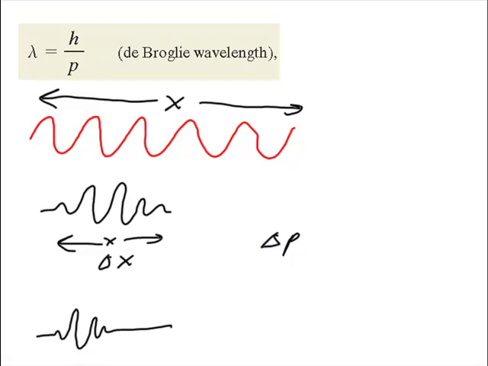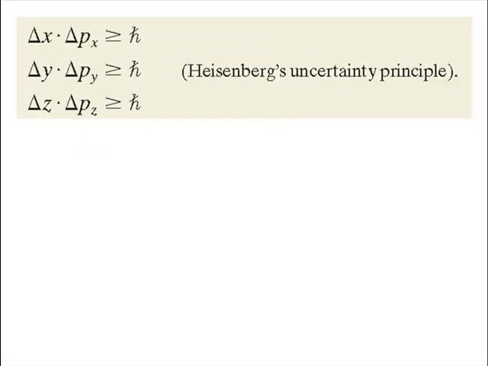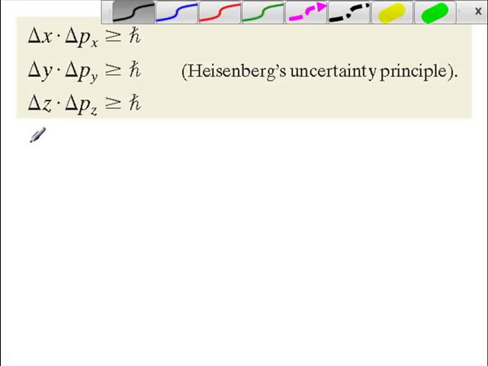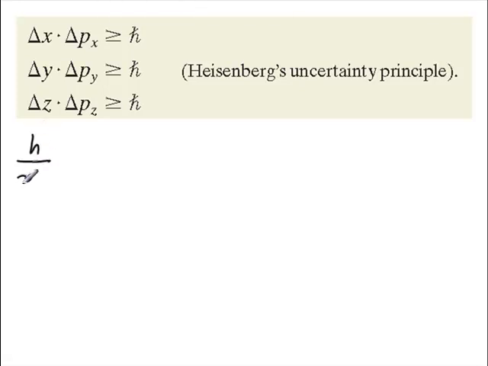This was recognized by Heisenberg, who came up with a very important principle called the Heisenberg Uncertainty Principle. What it says is that our uncertainty in position times our uncertainty in momentum is always greater than or equal to Planck's constant divided by 2 pi. This is called h bar. It's simply Planck's constant over 2 pi.